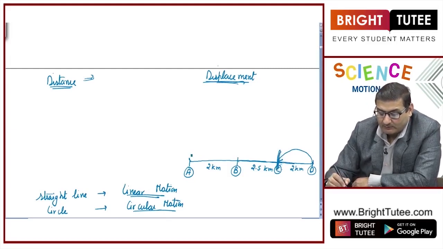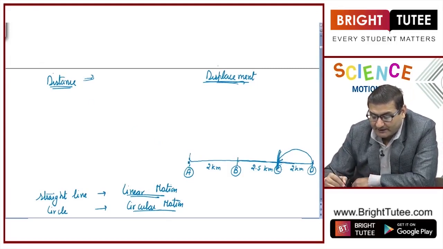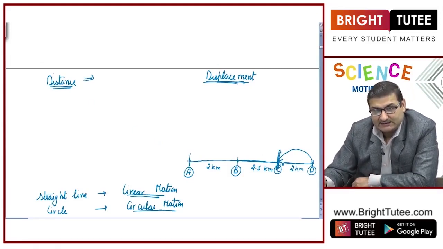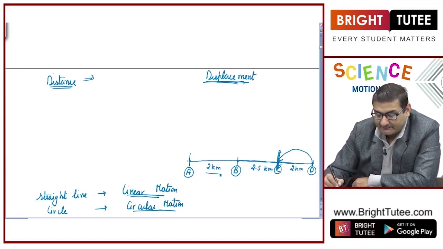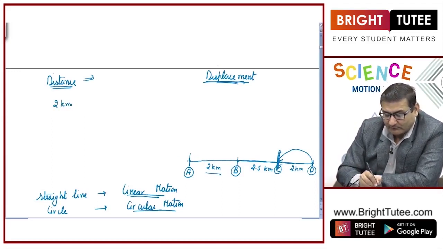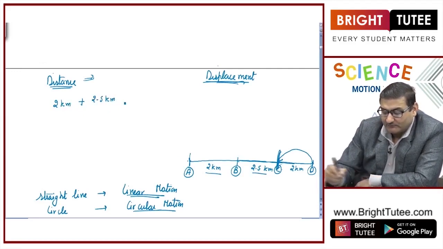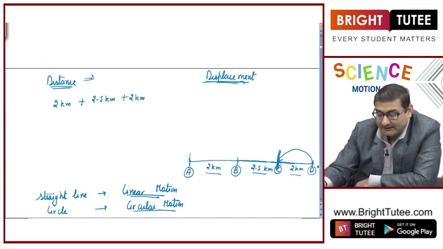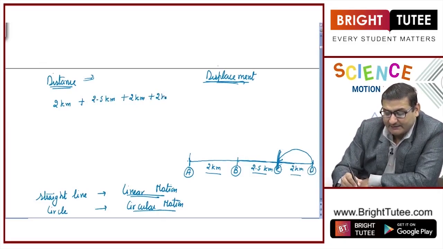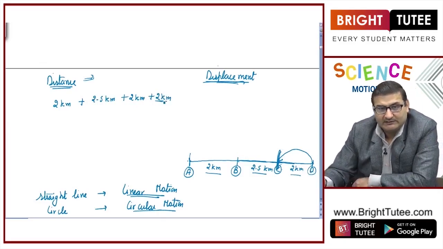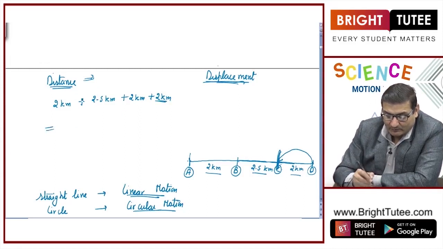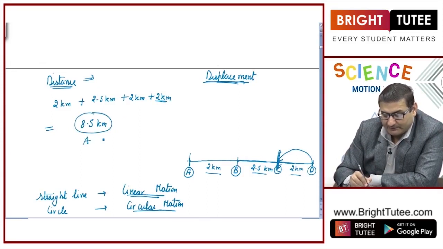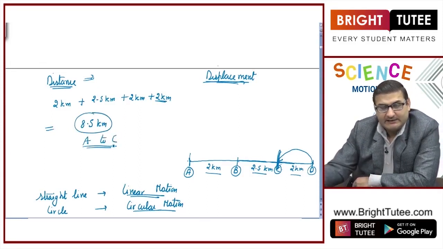Now, if I talk about the distance travelled from A to C, initially I travelled a distance of 2 kilometers from A to B, then I travelled 2.5 kilometers from B to C, then 2 kilometers from C to D, and then back again I came to C travelling a distance of 2 kilometers. So if I add them all, I travelled a total distance of 8.5 kilometers from A to C.